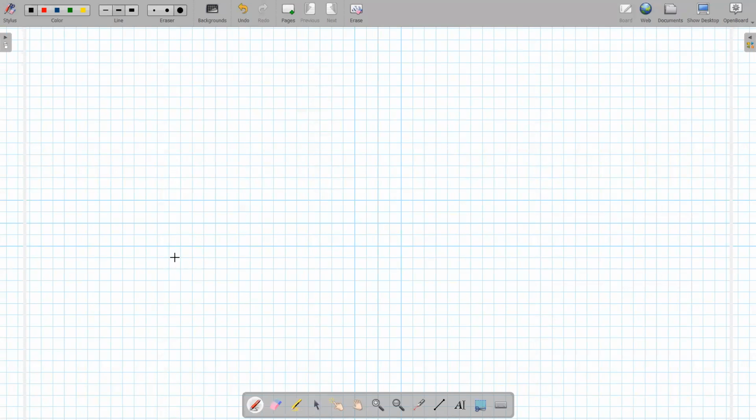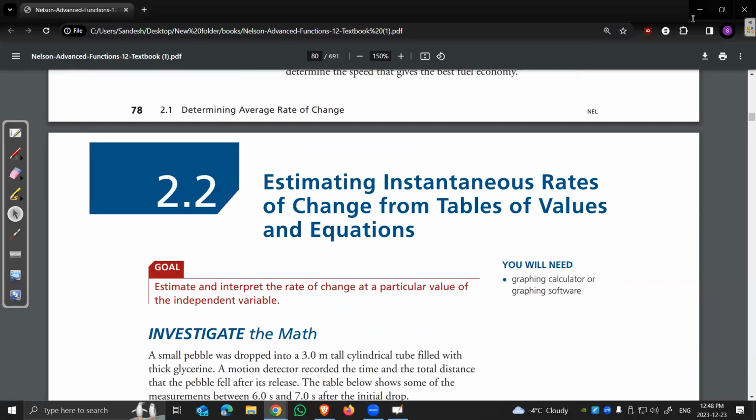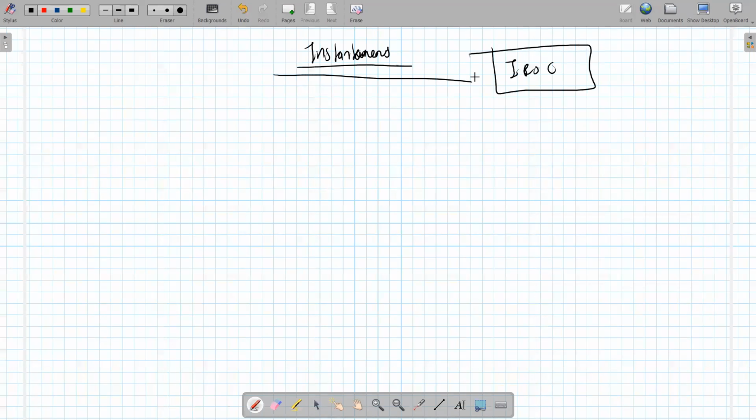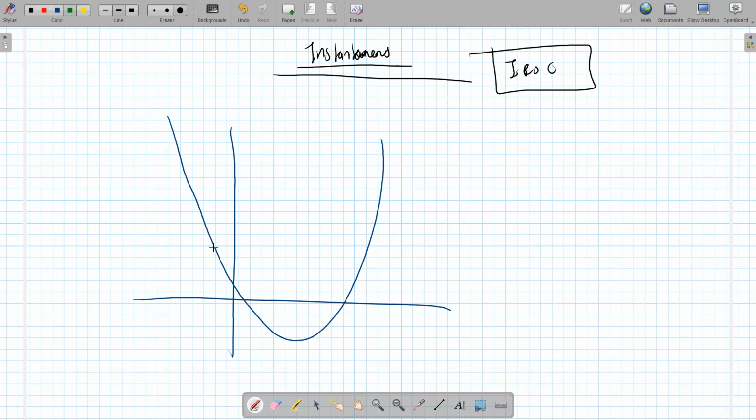Another type of rate of change is called the instantaneous rate of change, called IROC. Instead of looking between two different points, let's go back to our quadratic example. Last time we were finding the slope of the secant line, whereas now there's only one x value, a. Last time we had a and b, now you only have a.